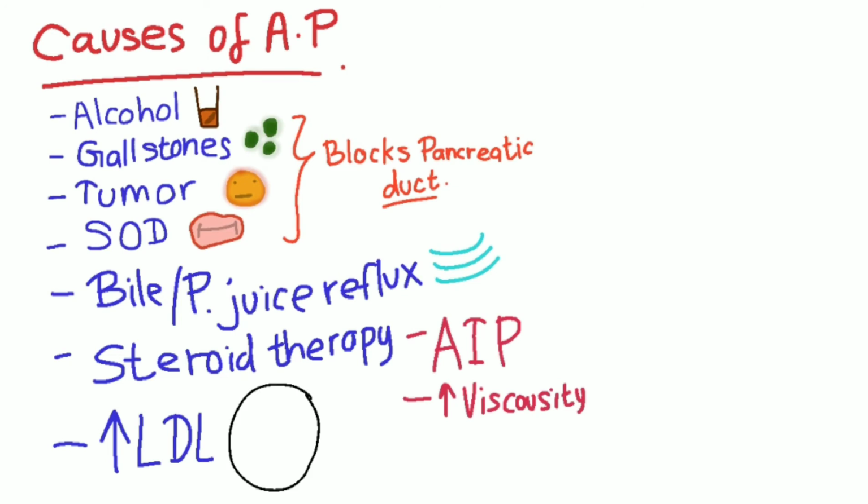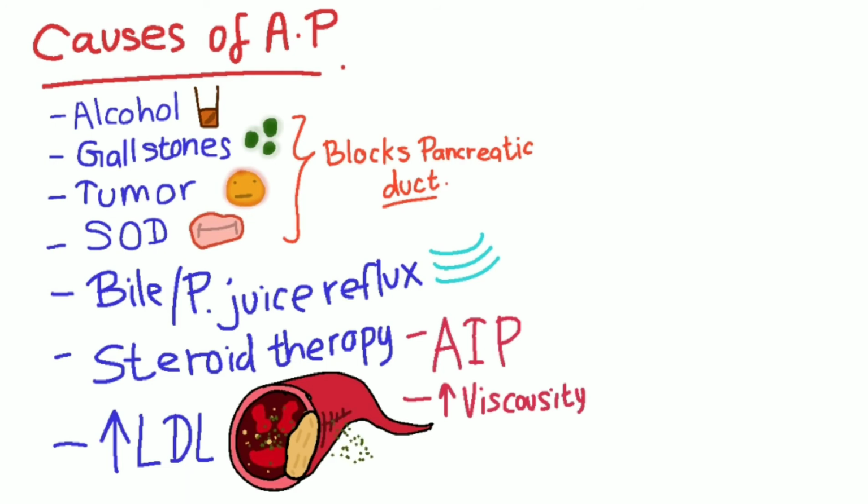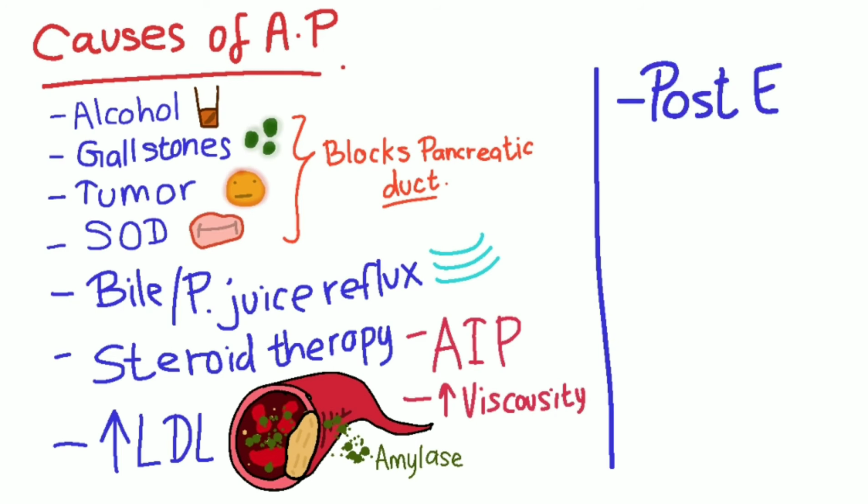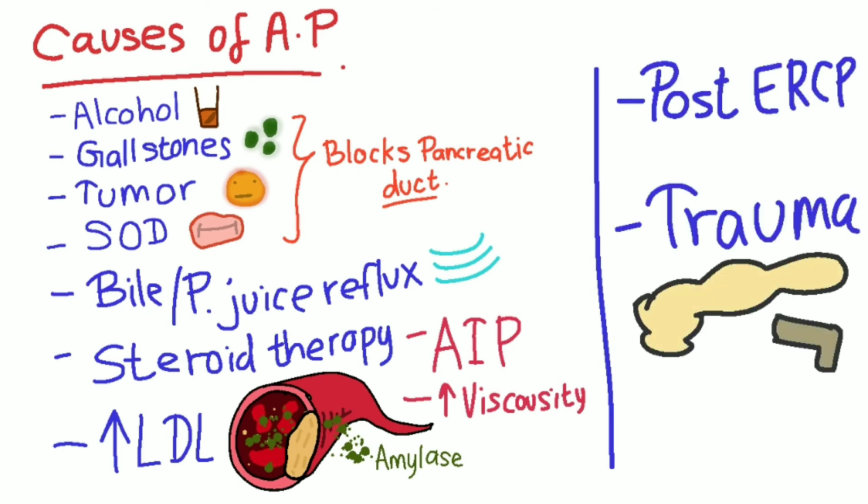An increase in LDL can also cause direct inflammation by damaging blood vessels, releasing inflammatory mediators to the tissue. This can also cause amylase leakage to the blood vessel, which is an important marker of acute pancreatitis. Post-endoscopic retrograde cholangiopancreatography and trauma can be other reasons, and the rest is unknown.